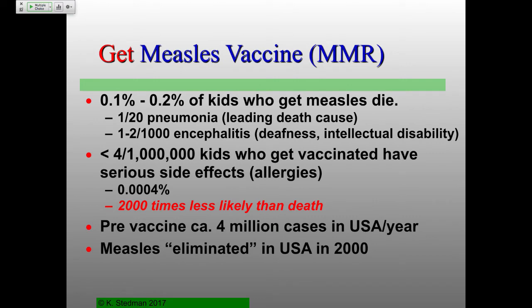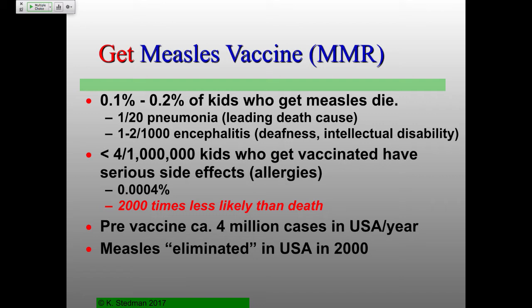So measles. Part of the measles, mumps, rubella vaccine. If you happen to come down with measles, and particularly this is true for small children, between 1 in 500 and 1 in 1,000 kids will come down with measles and die. Just thinking about some of the risks there. The main reason that kids die is pneumonia from measles infections.